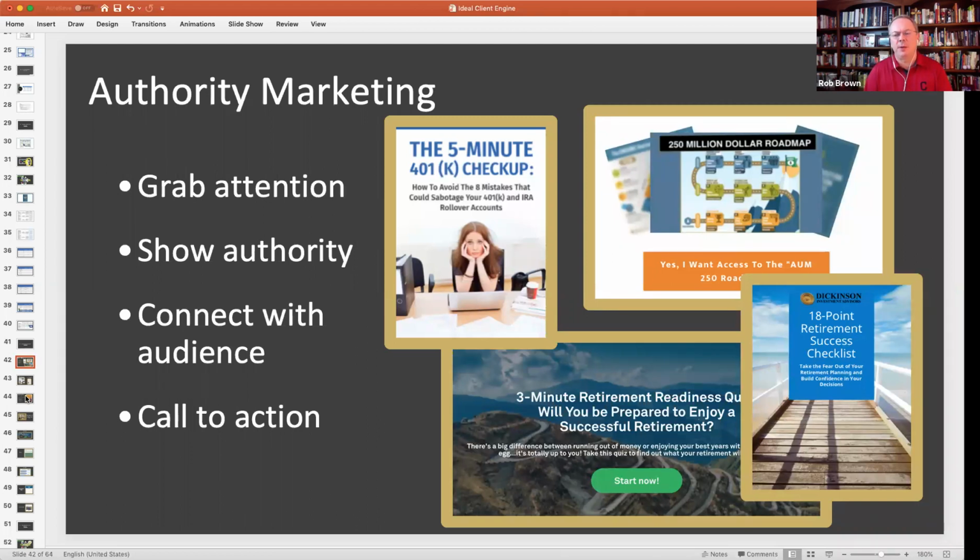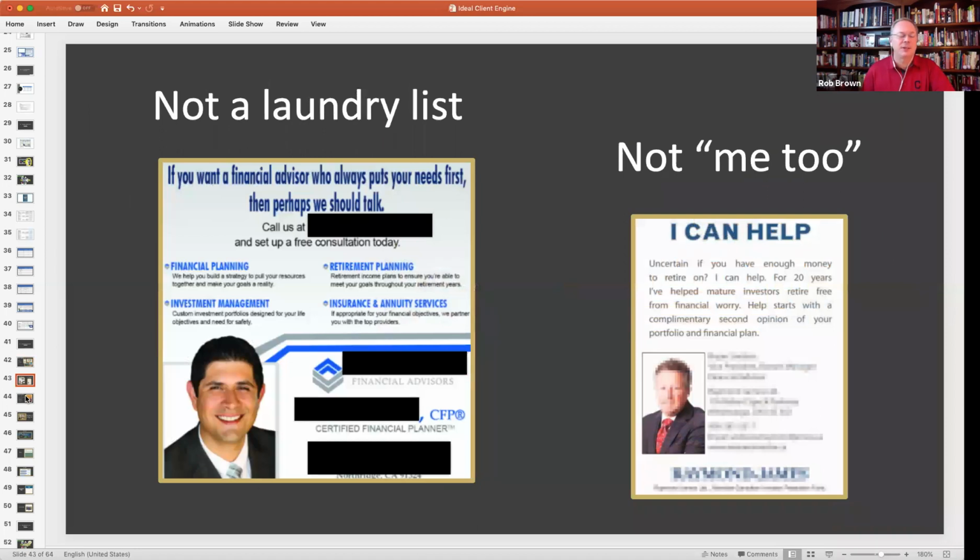And I just threw some pictures up here of some campaigns. The $250 million roadmap is a campaign that I've run to bring in new clients to my business. The other 3 are examples of authority marketing pieces that I've helped my clients generate after they've clearly defined their unique client proposition. Because too much of the stuff out there is laundry list, me too marketing.